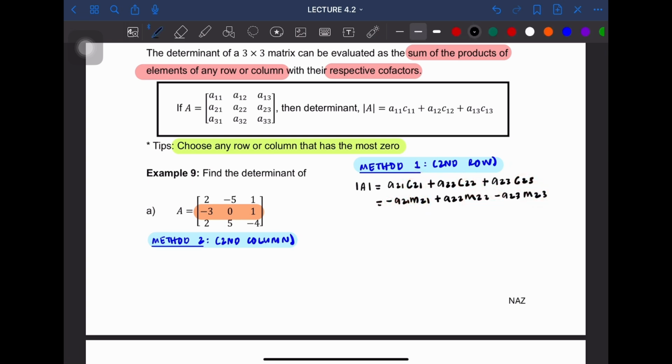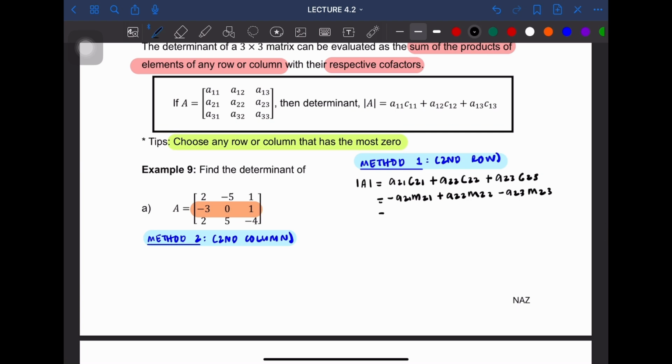Okay, so now we're going to insert the values. So we have negative, a to 1 is negative 3, so multiply negative 3.